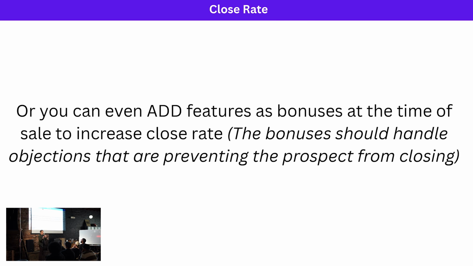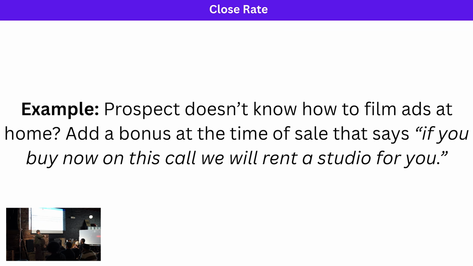So for you guys, like fewer ad creators, for example, on something. Or you can even add features as a bonus at the time of sale to increase close rate. So these bonuses should handle objections that are preventing the prospect from closing. So for example, if a prospect doesn't know how to film ads at home, totally cool. Hey, extra $500, we'll rent a studio for you. Or extra $1,000, we'll rent one for you. We'll Uber you out, right?